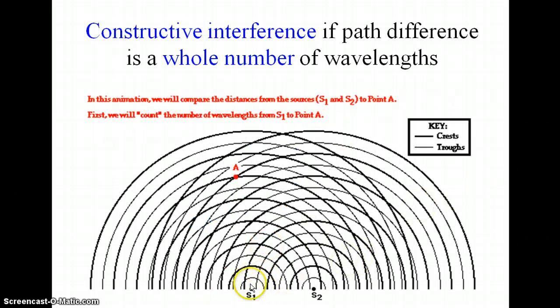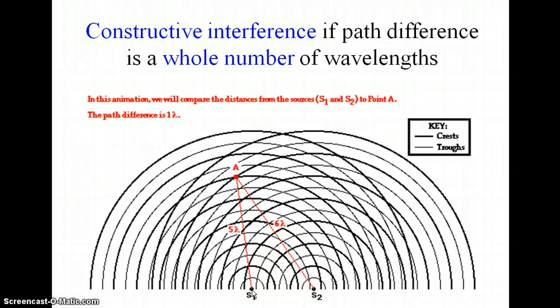Okay, so here are two sources, S1 and S2. They're giving out waves. The thick part is the crest of the wave. The thin part is the trough of the wave. So we're looking from above, really. And we can see at this point here that the distance from S2 is 1, 2, 3, 4, 5, 6 wavelengths. The distance from S1 is 5 wavelengths.